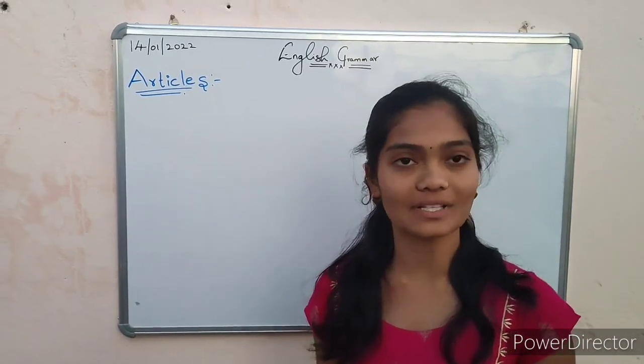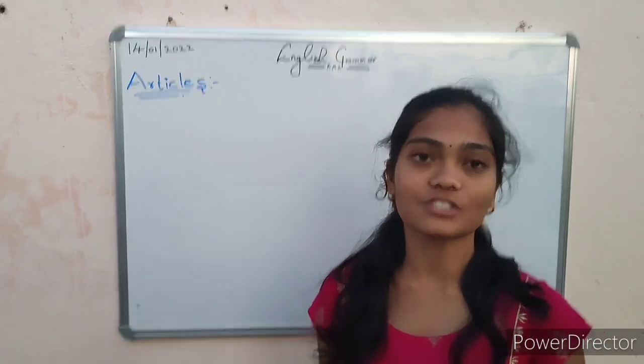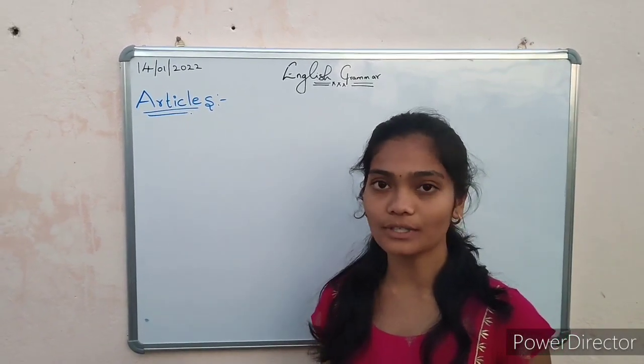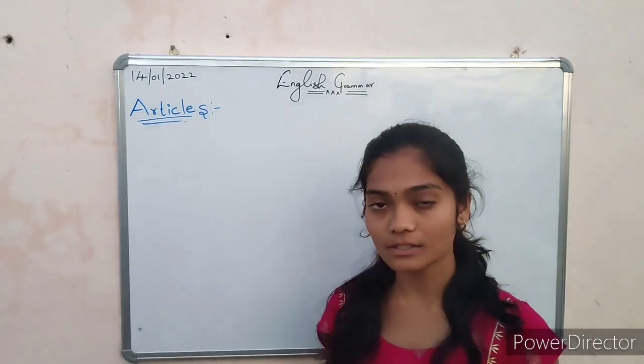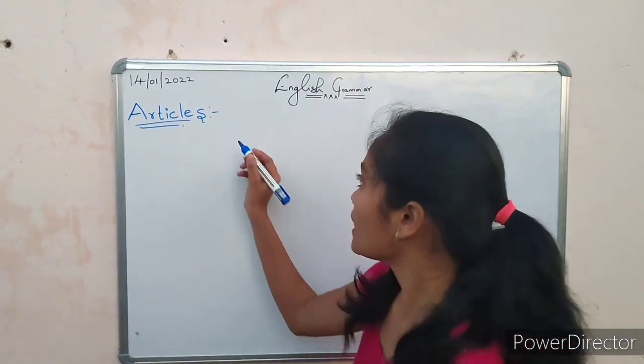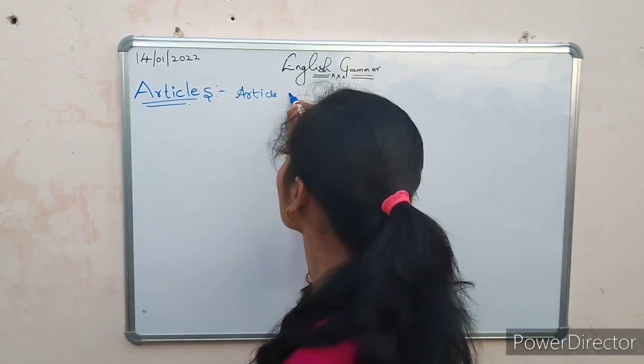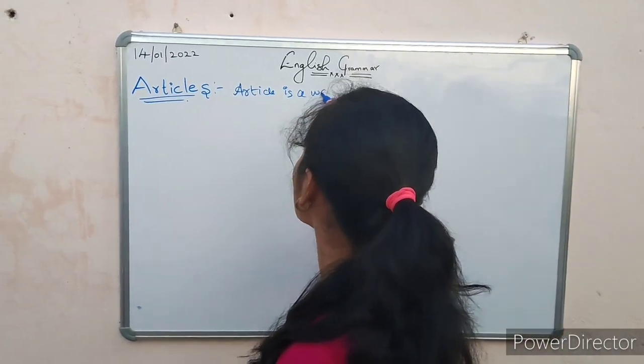Grammar plays a crucial role in communication and in various competitive examinations. Grammar is such a vast topic. There are various topics that you need to deal with. Now we are dealing with a basic topic, articles. First of all, let us know what an article is. An article is a word that modifies a noun.